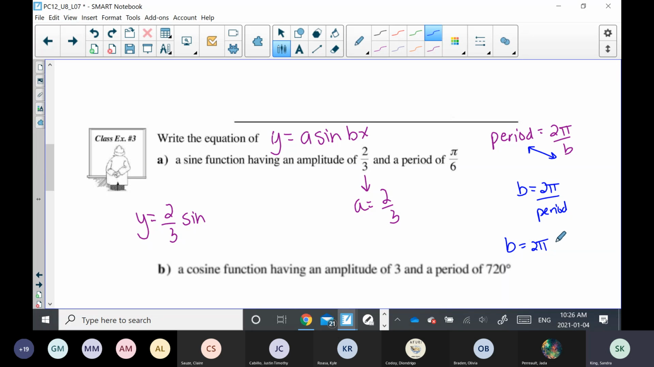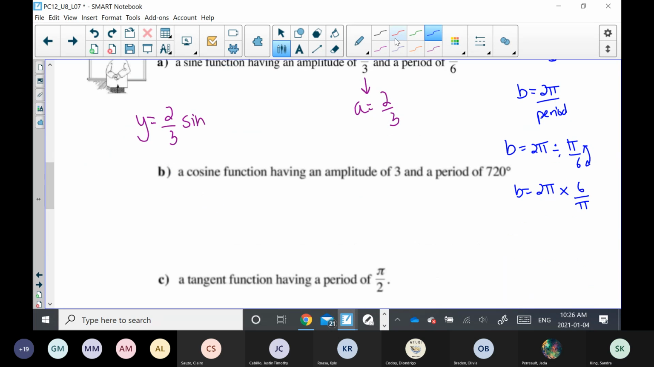2 pi divided by pi over 6 is the same thing as 2 pi times the reciprocal, which is 6 over pi. Pi and pi cancel. My b value is 2 times 6, which is 12. That would be your equation.